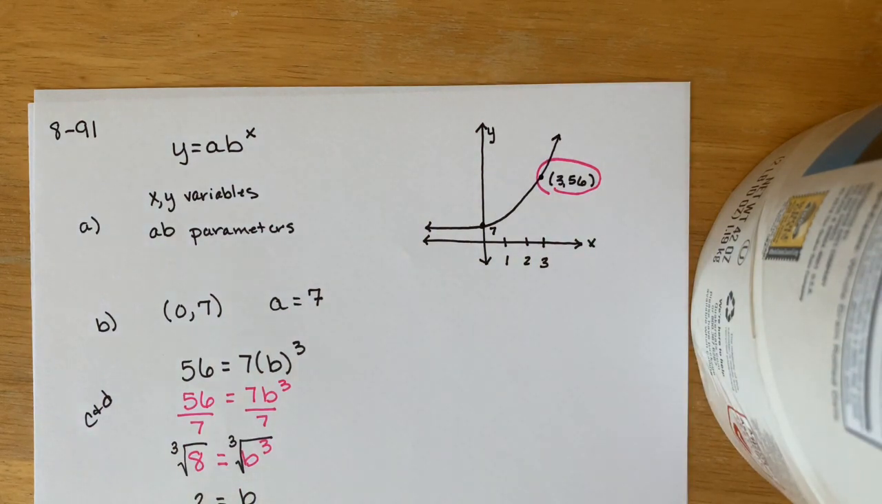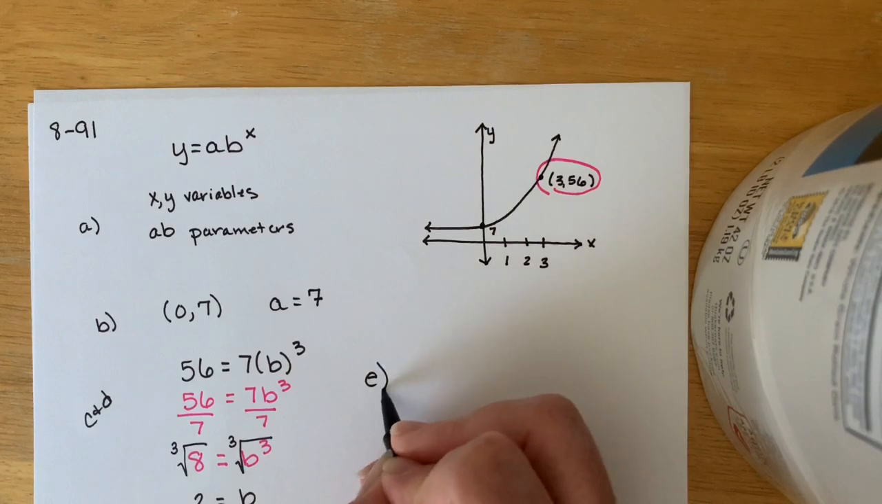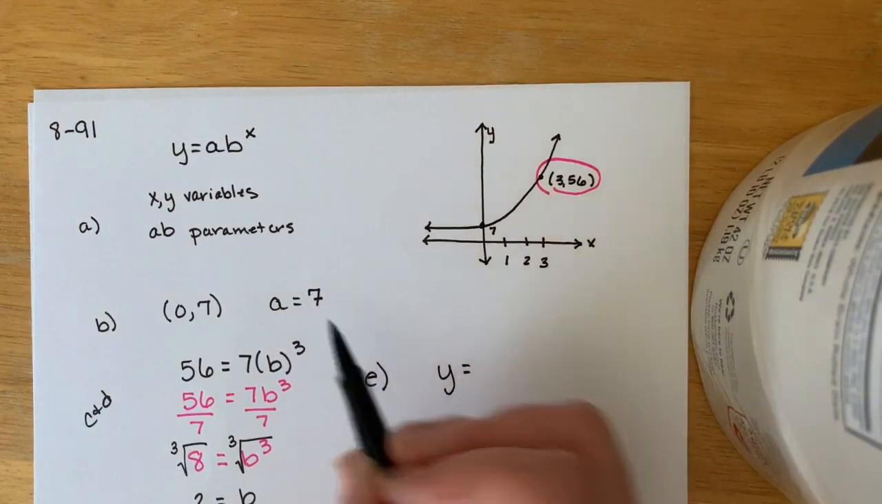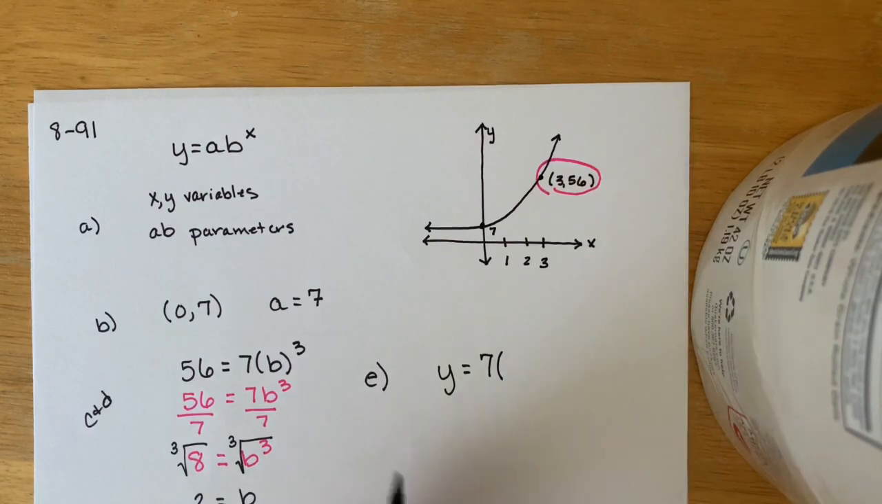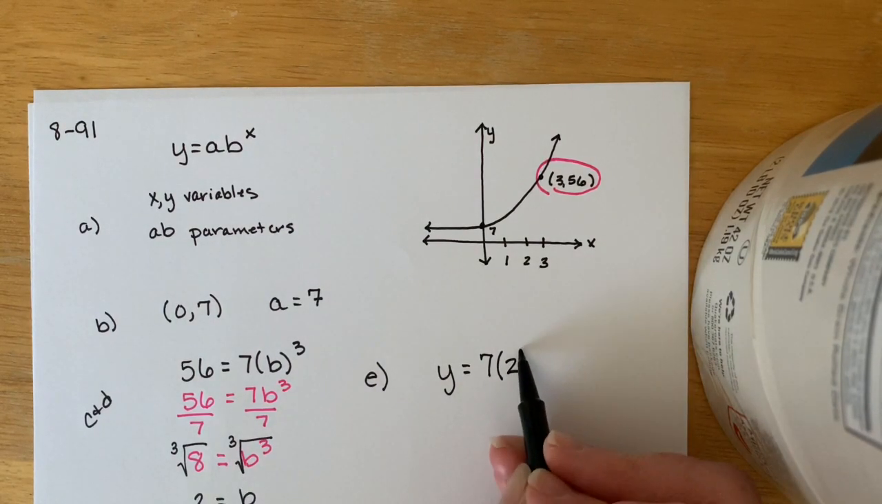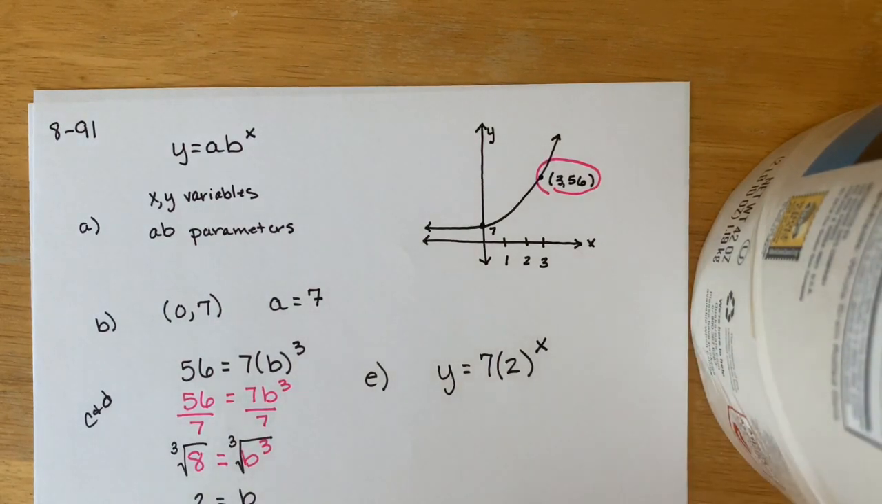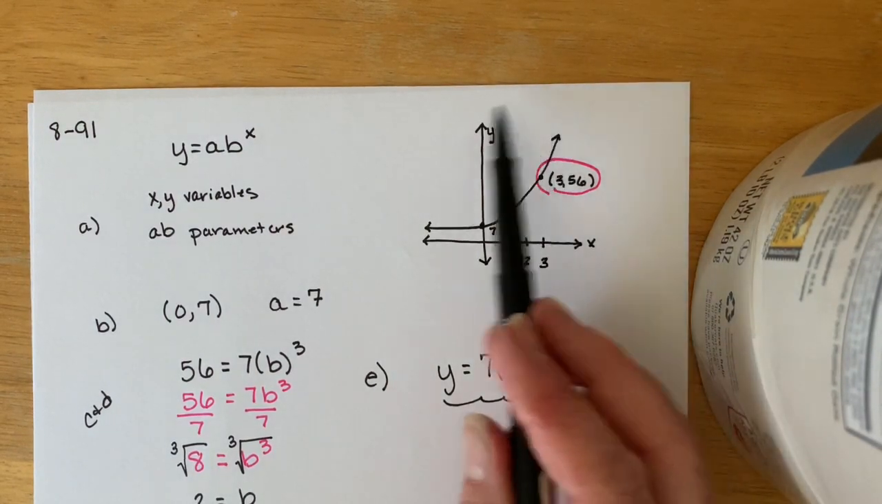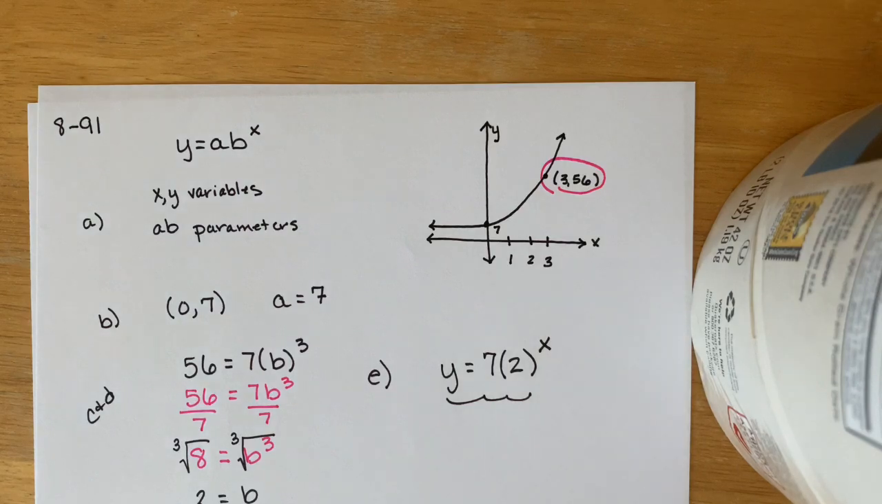And then part E says, now use the a and the b that we know to rewrite the equation. Well, we're going to use y equals, a is our 7, b is 2, to the x power. So this is the equation right here that represents this graph for problem 91.